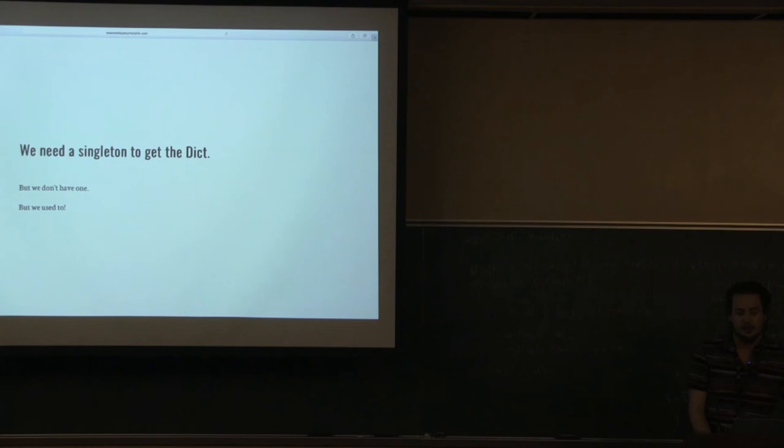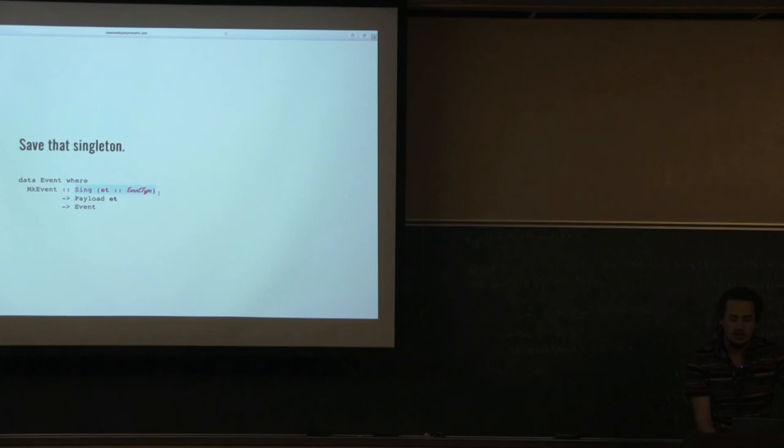So I changed my MkEvent, and so now it takes a singleton of type ET of kind EventType, and it takes a payload over the same thing. So the compiler's smart enough to know these are the same type, even when it hides them away. And I'll give you back an event, right? So now I've made this essentially a pair of a singleton and a payload over that singleton. And so we're so close, we're almost there.